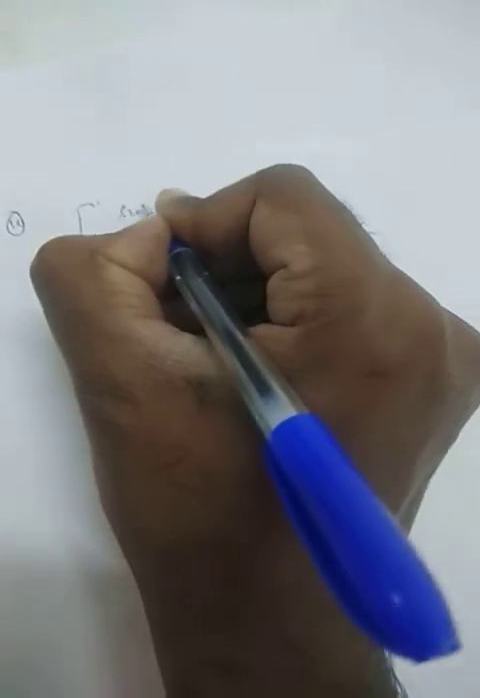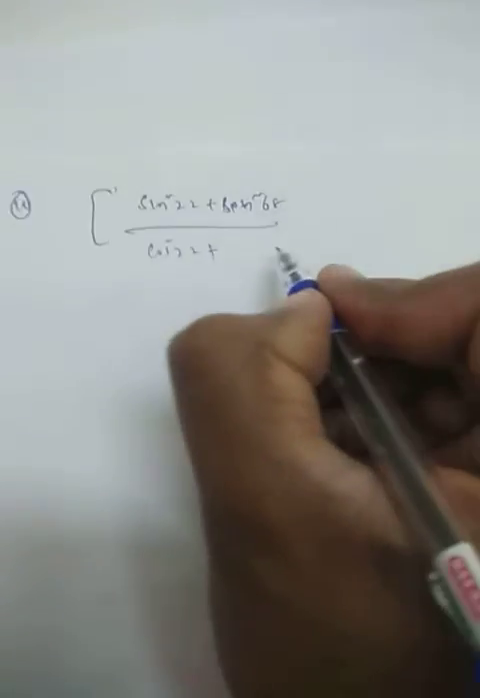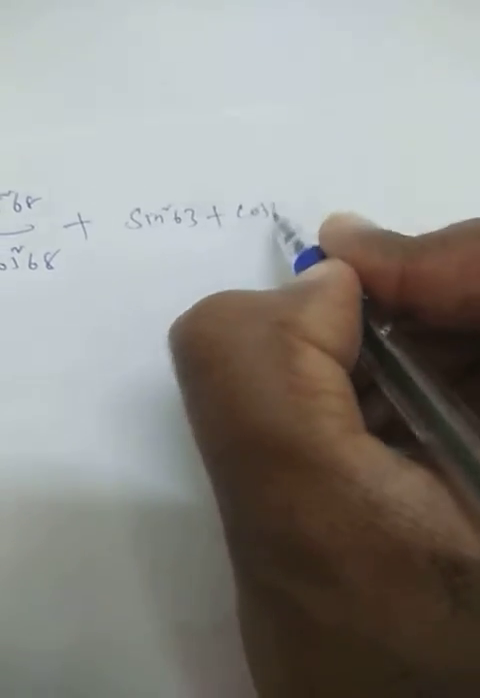Now let us go for the next question, the 11th one. It seems a little bit lengthy, but nothing difficult in that. Look here, question number 11. The value of the expression is (sin square 22 plus sin square 68) divided by (cos square 22 plus cos square 68), plus sin square 63 plus cos 63 into sin 27.